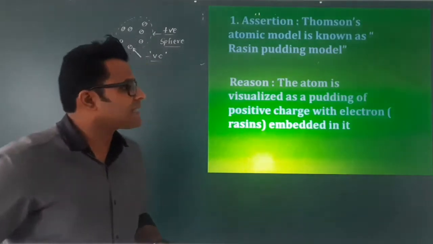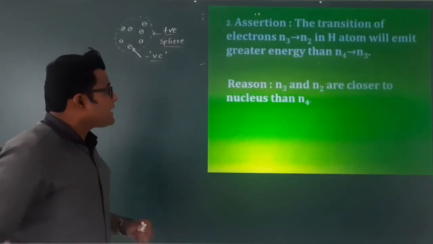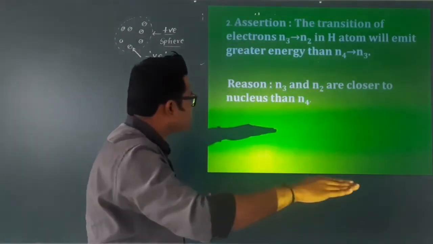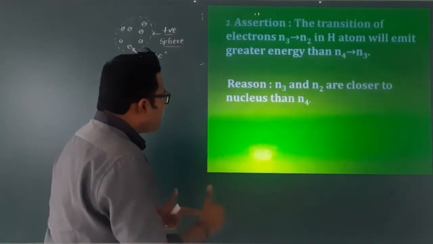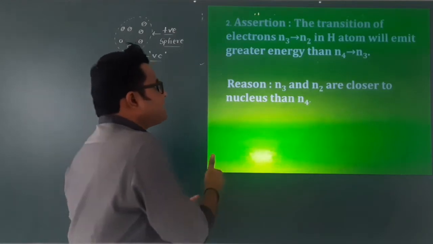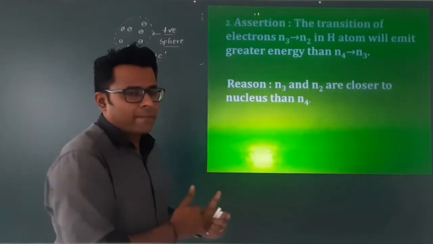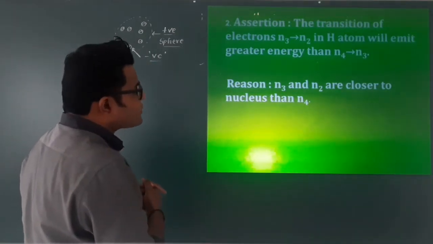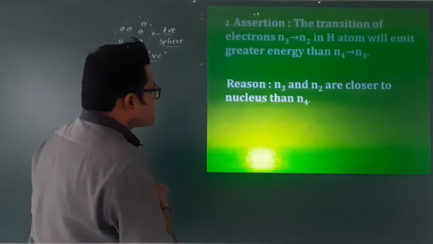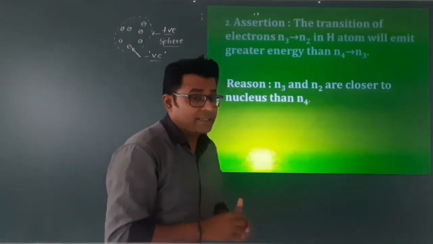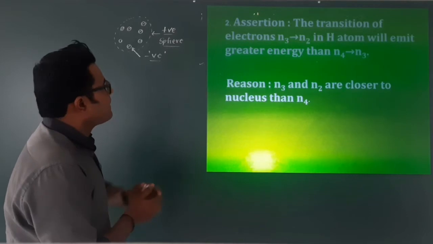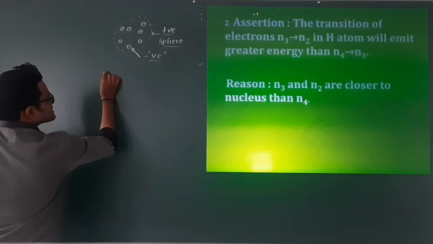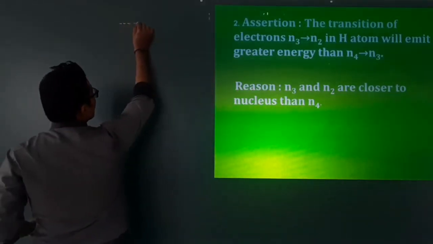Let's go with the second question. So, second question says that the transition of electrons from n=3 to n=2 in hydrogen atom will emit greater energy than n=4 to n=3. Okay, this is one statement. Second one, n=3 and n=2 are closer to the nucleus than n=4. Now, if we observe here, the assertion in this particular case, if we understand this by the help of a figure.